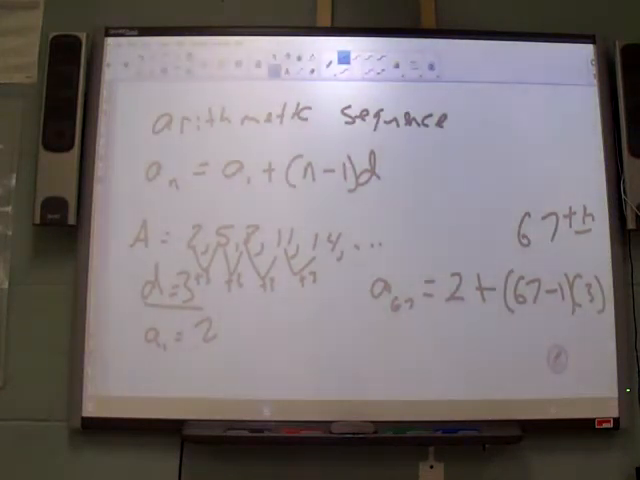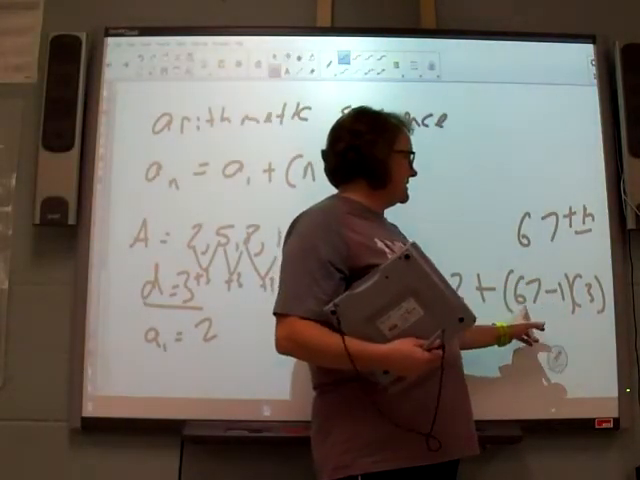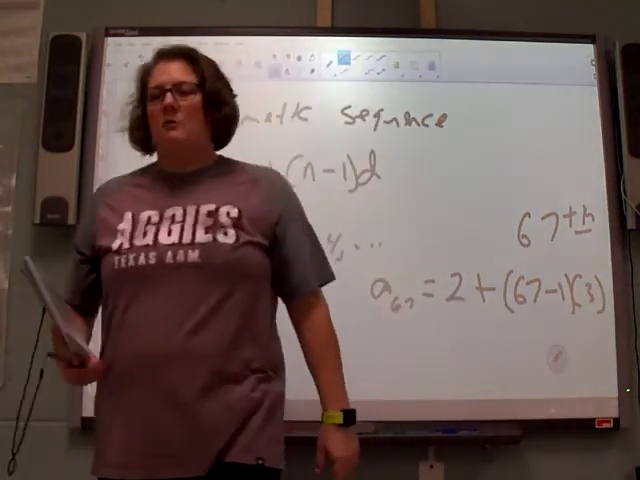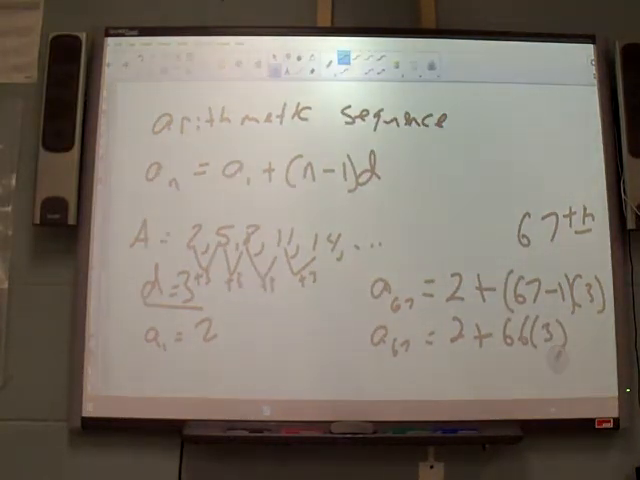Now this is just some basic math that we've got to work, so we don't have to spend our time writing out 67 numbers. I'm going to use my order of operations, so that's a 66. And then I have to figure out what 66 times 3 is. So far we've got 2 plus 66 times 3.